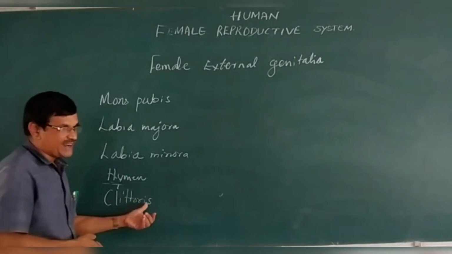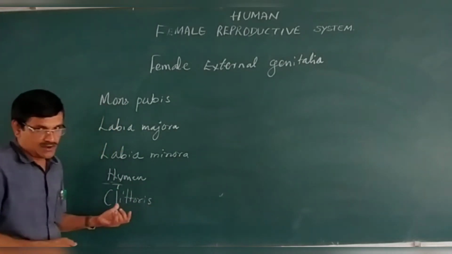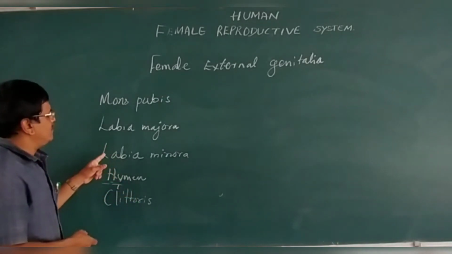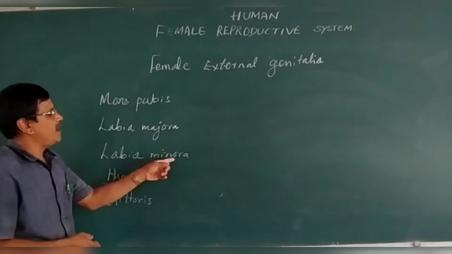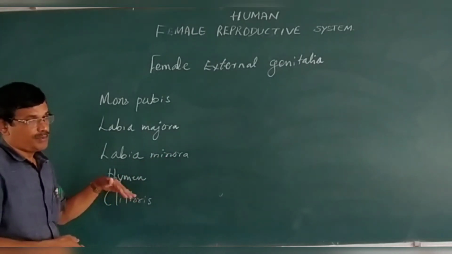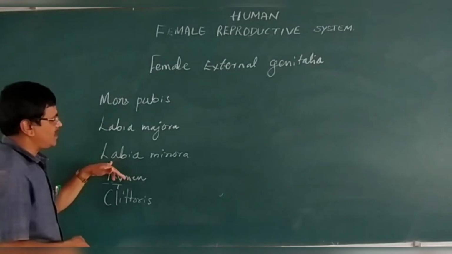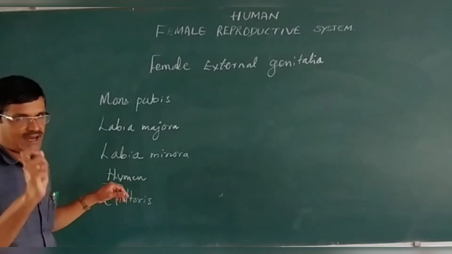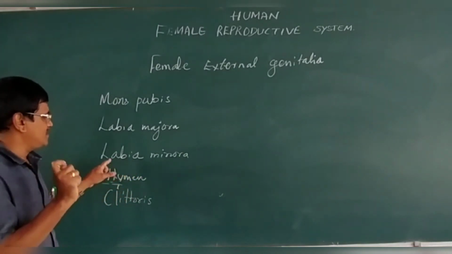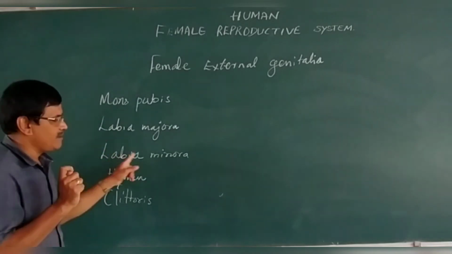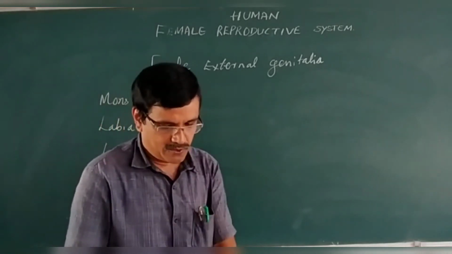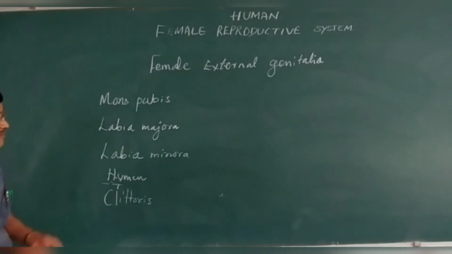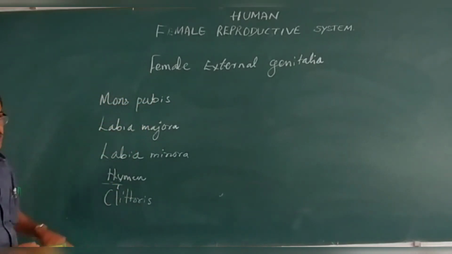Then clitoris, a finger-like projection situated at the junction of the pair of labia minora. Clitoris is a finger-like fleshy structure situated at the upper junction of the labia minora. So these are the different parts of the female external genitalia.